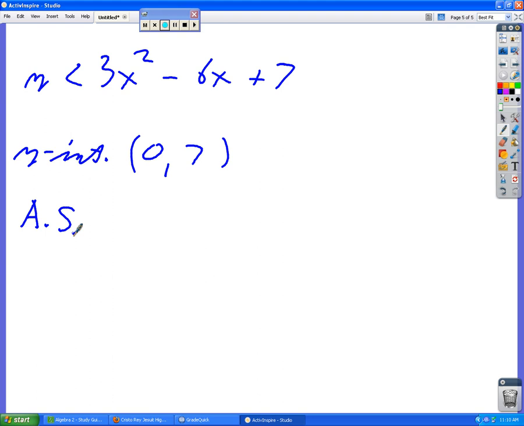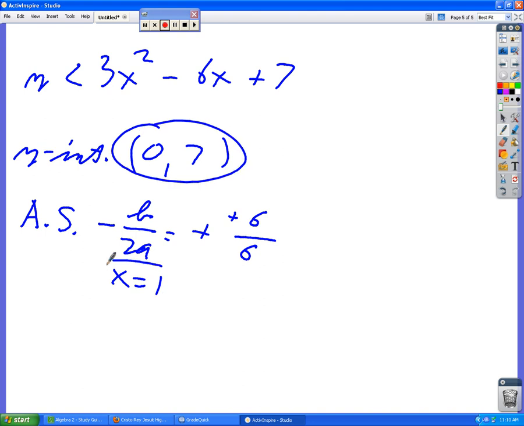Next, the axis of symmetry. How do I find the axis of symmetry? Negative b over 2a. What is b? Negative 6. And 2a is 2 times 3, which is 6. The negatives cancel, and x equals 1.